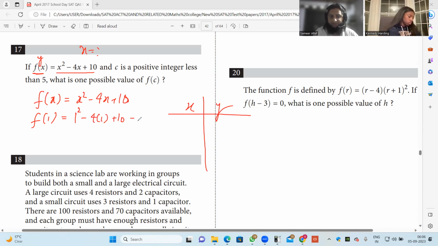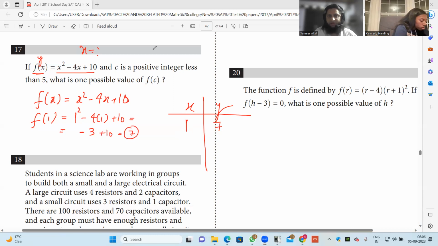How much will that be? 1 square minus 4 plus 10. 1 minus 4 plus 10. I think it's 7 because 1 minus 4 will be negative 3, and then plus 10, it'll be positive 7, right? Yes. So when x is 1, y is 7. Got it?